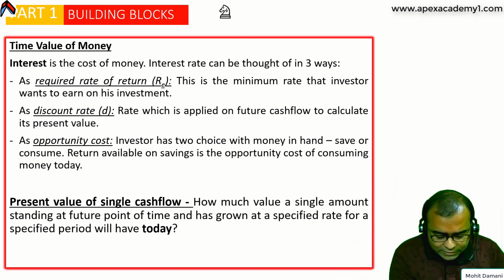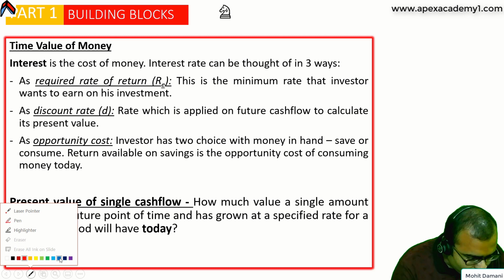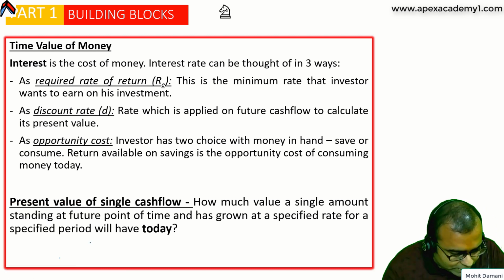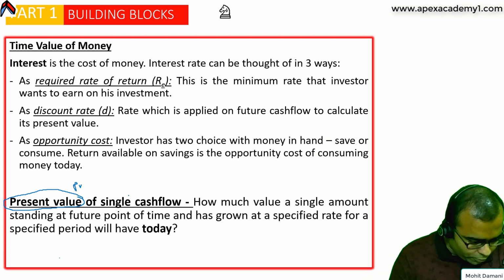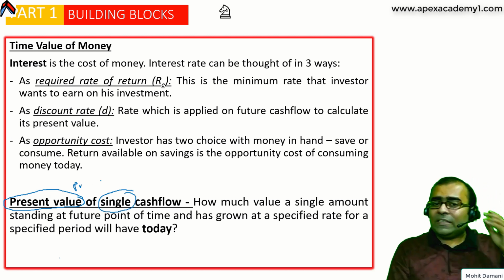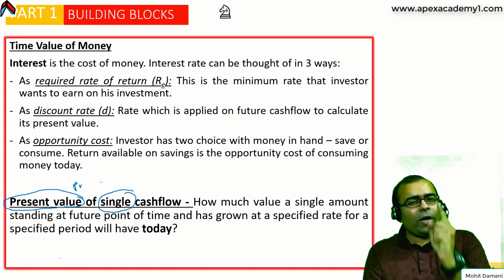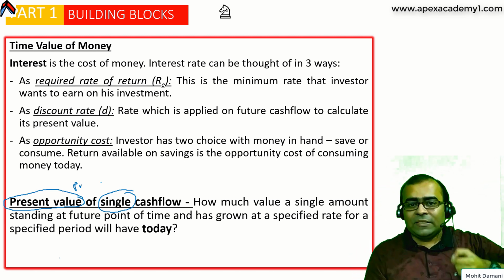See, first analyze the term. What do you mean by the terminology? Let me select the pen. Okay, so there are two things in this terminology. First is the concept of present value, that we say as PV more commonly, and second thing that needs to be noted is of a single cash flow. So present value of a single cash flow means only one cash flow which is standing at a future point of time. We are trying to determine the present value of that.